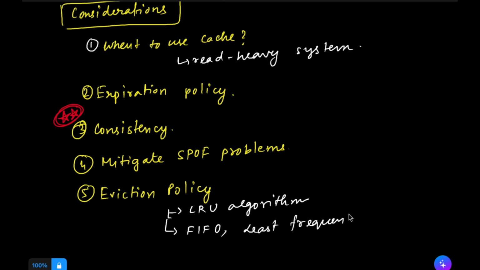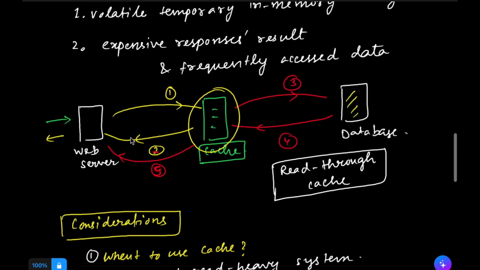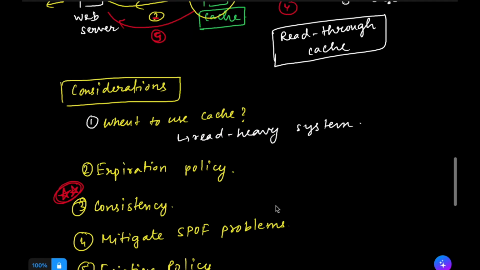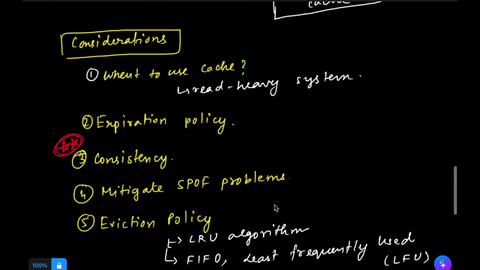All these algorithms can be implemented depending on our use case to evict the data and to enter the newly fetched data from the database or the data store. So this is the fundamental of the cache tier, how it is introduced in between the web tier and the data tier, what the purpose of a cache is, and some of the considerations we need to keep in mind while designing our system depending on our use case. So this is it about cache.